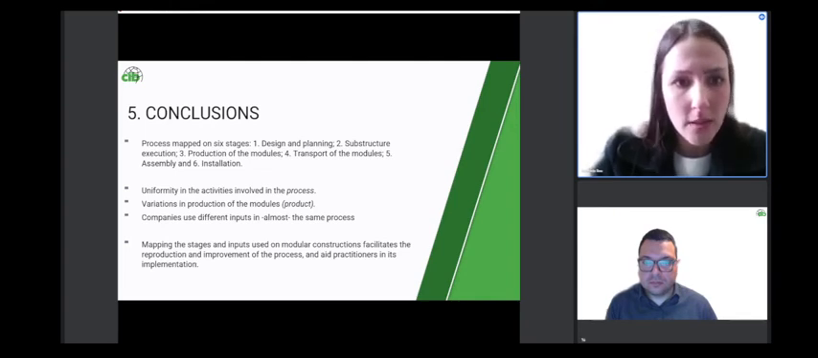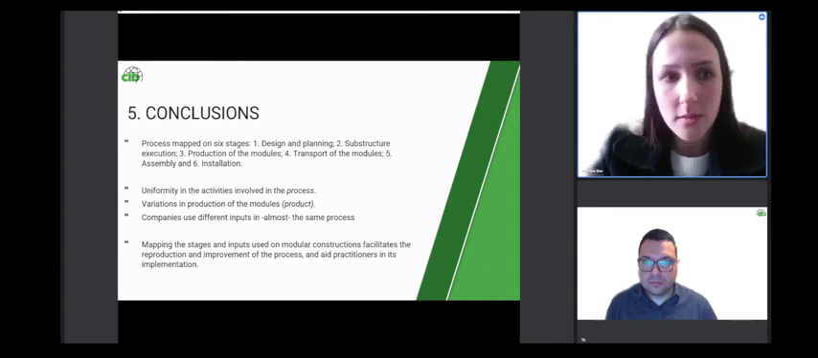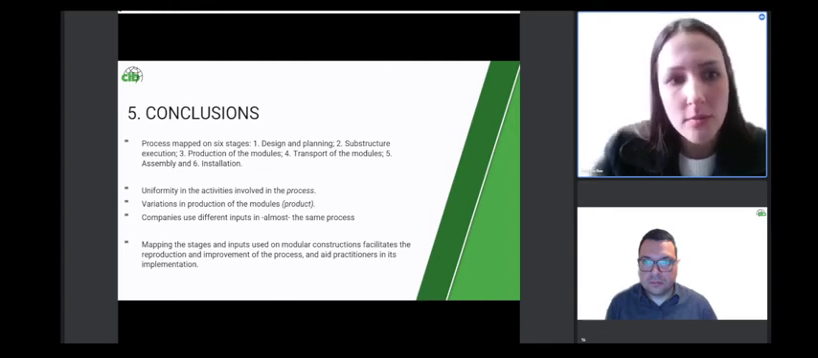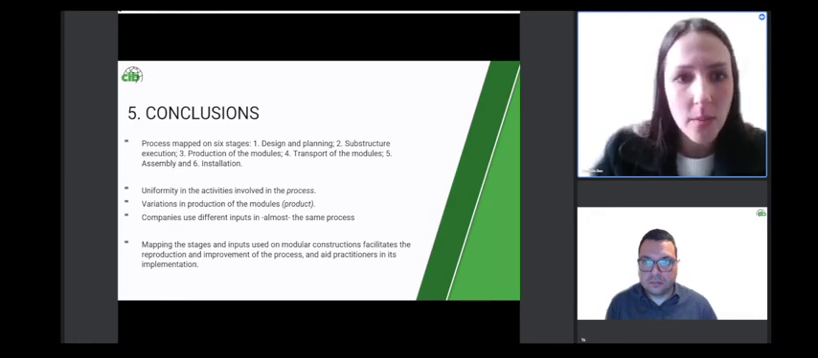Thus, it shows uniformity in activities involved in the process. Nonetheless, with regard to the models, variations were observed in their production, since the models are customized in each case. This is because companies use different inputs in the process.